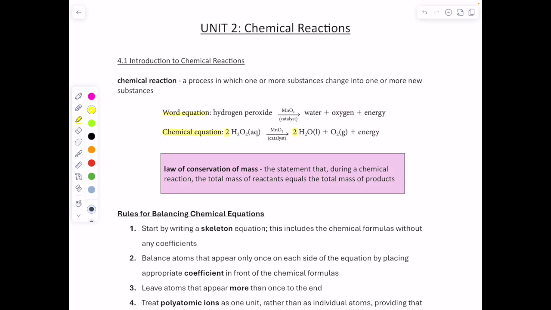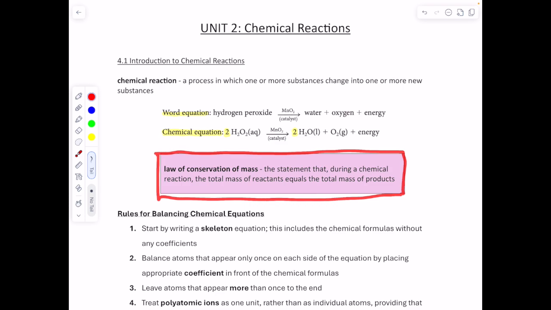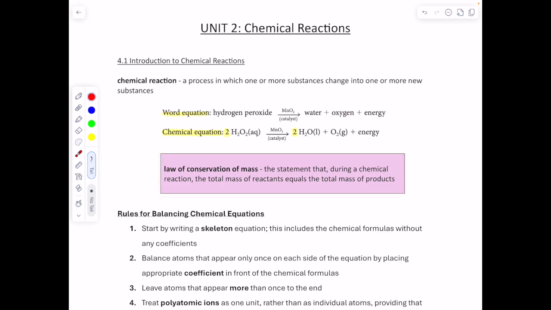And the law of conservation of mass states that during a chemical reaction, the total mass of the reactants equals the total mass of the products. So the total mass of the reactants must equal the total mass of the products. In order to determine whether coefficients are necessary, we have to learn how to balance chemical reactions. This one is a balanced chemical reaction.